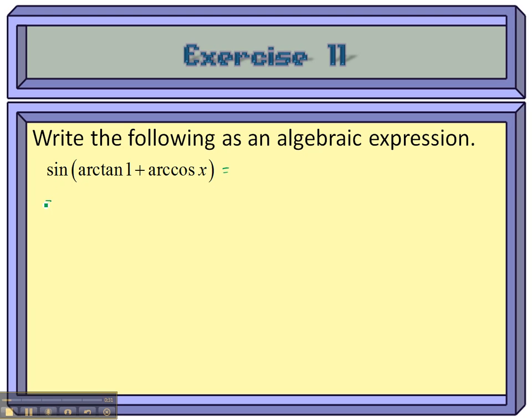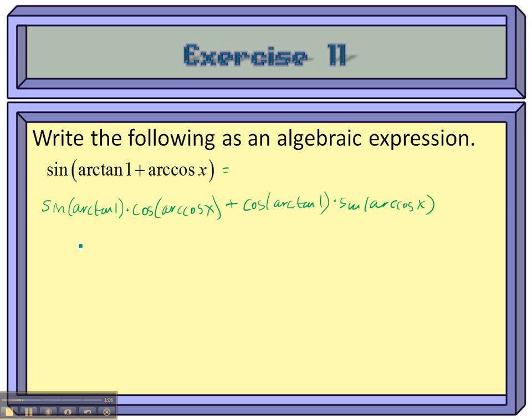So this should be equal to sine of the arctan 1 times the cosine of arc cosine x, use the same sign, plus, switch them around, cosine of arctan 1 times the sine of arc cosine x. And now we have to simplify some stuff.